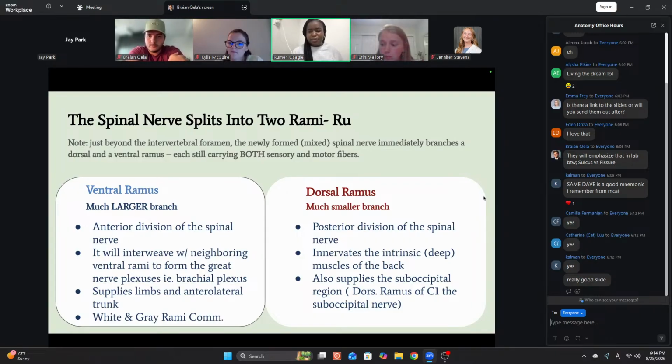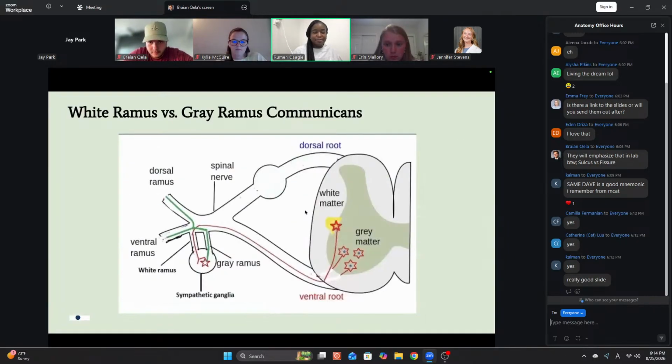And I just wanted to give a really cool example: the dorsal ramus of C1 is the suboccipital nerve. I didn't know that. I don't know if anybody else knew that, but I was like, yo, that was like an anatomy moment there. So that was really cool for me to realize after all these years. Okay, so that's just one example of a dorsal ramus. So moving on to the next slide.